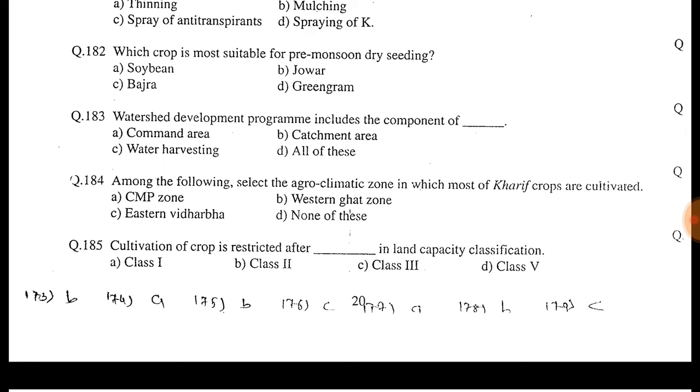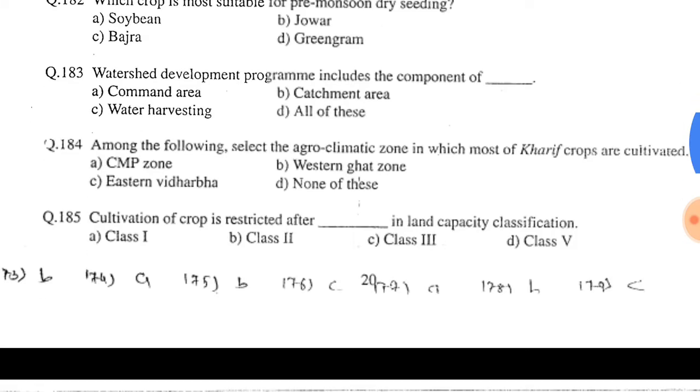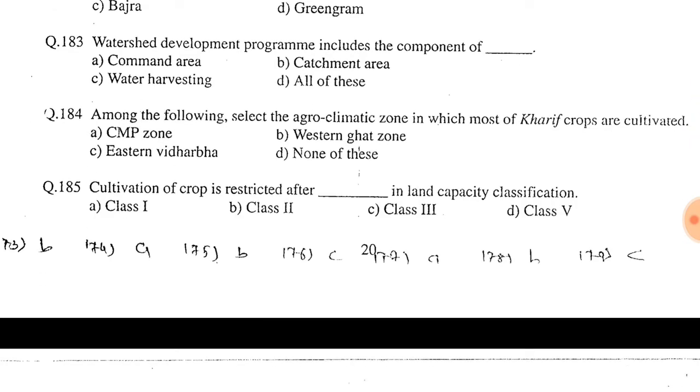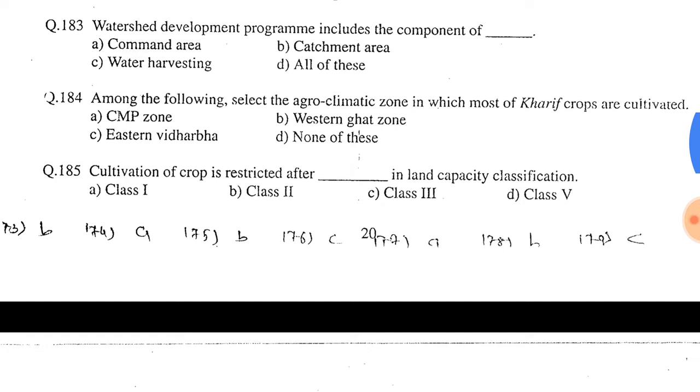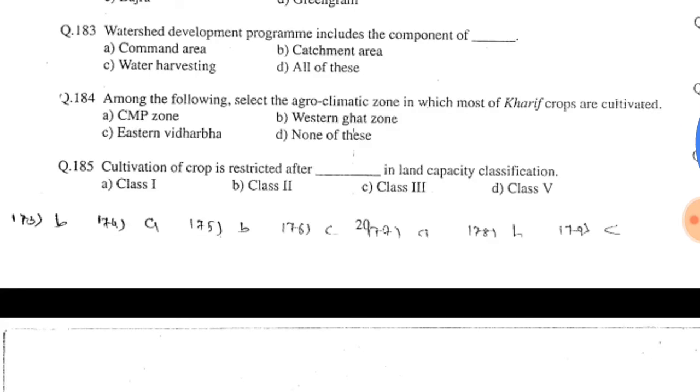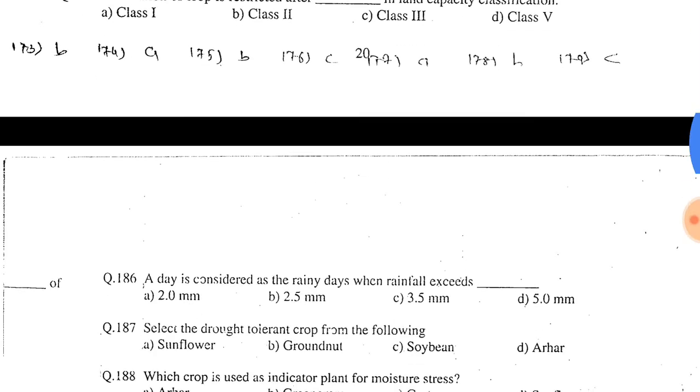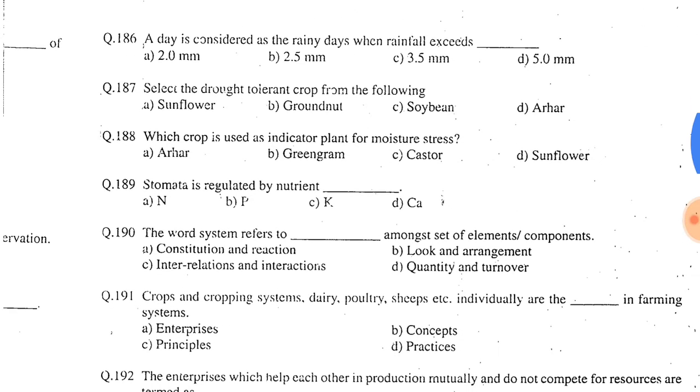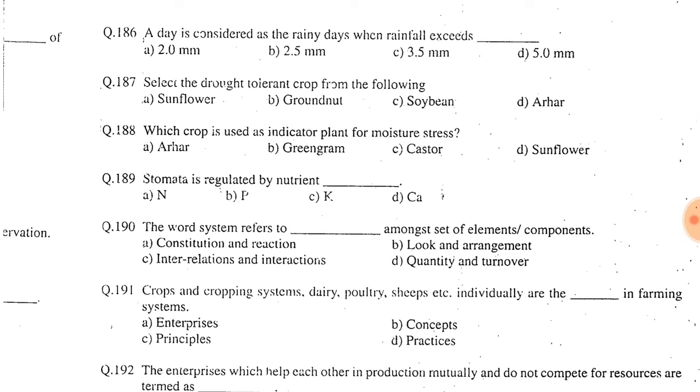184. Among the following select the agroclimatic zone in which most of the kharif crop are cultivated. CMP zone. Cultivation of crop restricted after third in land capacity classification. 186. A day is considered as rainy days when rainfall exceeds 2.5 mm. 187. Select the drought tolerant crop from the following: arahar.